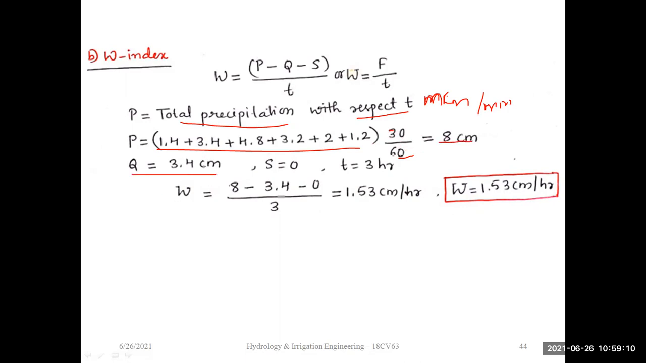And similarly, the runoff is 3.4 centimeter they have given, and since the storage they have not mentioned, it is taken to be 0. And T is the 3-hour interval. So T represents the storm duration, it is 3 hours. So it will be 8 minus 3.4 divided by 3, which is 1.53 centimeter per hour, the W index value. So this is how we are going to calculate the phi index and W index, which is based on the infiltration problem. So let us see one more problem.